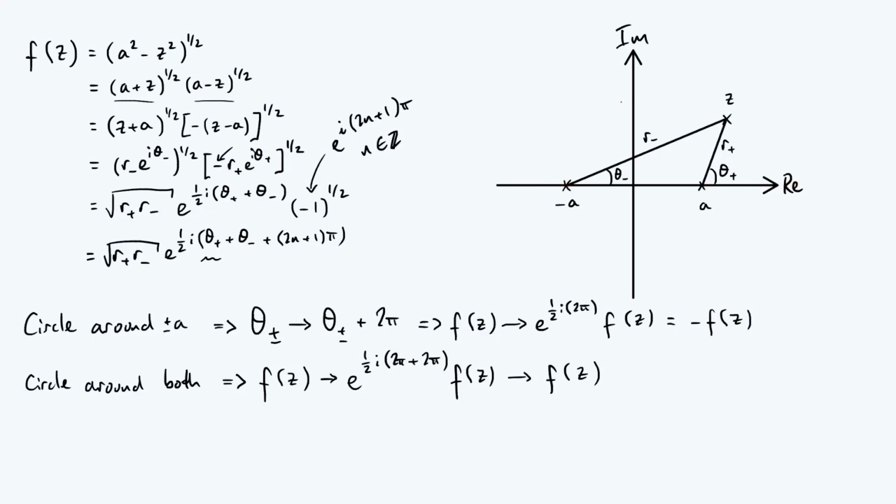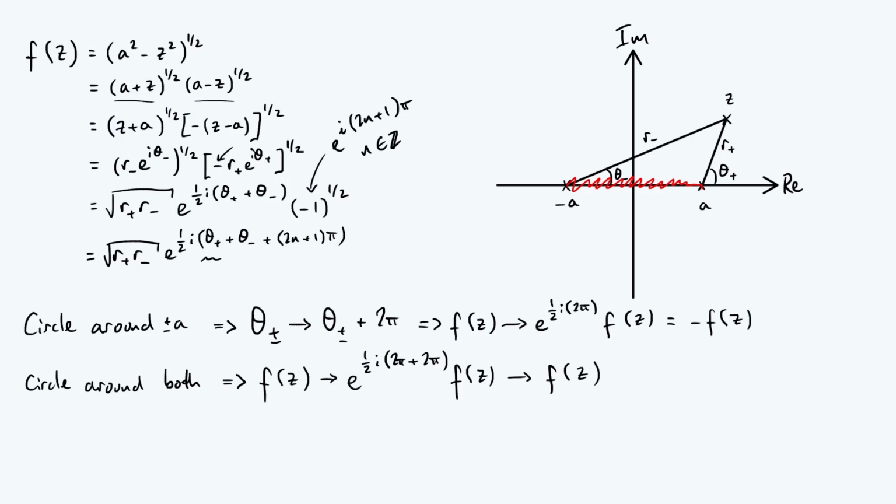However, it's equally okay to just put a finite cut between minus a and a like that, because then you can't circle around minus a, you can't circle around a, but you can circle around both of them at the same time. We showed earlier that that's okay to do. So that would also be a valid choice of branch cut.